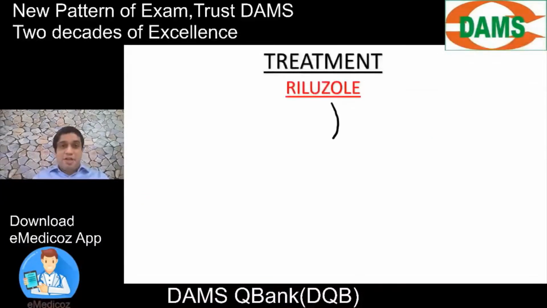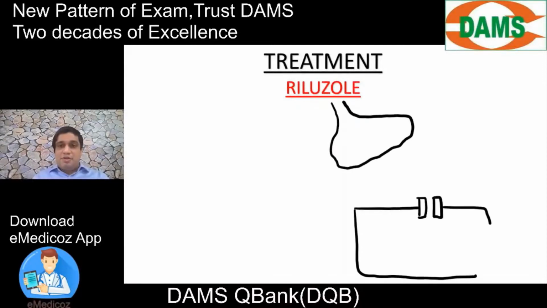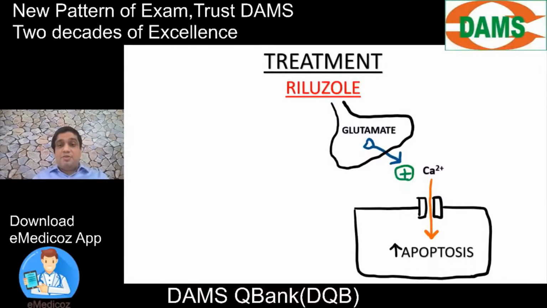Treatment is important. Riluzole is a drug which is used in ALS patients. How does riluzole work? You know, glutamate, as an excitatory neurotransmitter, is released from a neuron. It is going to act on the adjacent neuron and cause the influx of calcium into it. But unfortunately, this adjacent neuron is undergoing neurodegeneration, like in patients of ALS. So this calcium is going to increase the whole process of apoptosis in them.